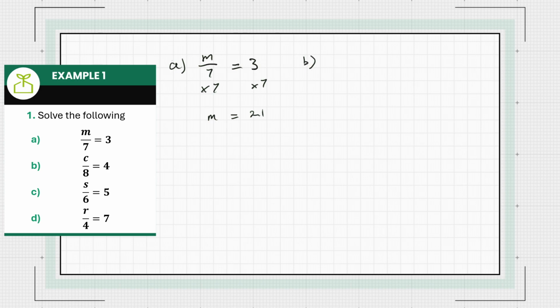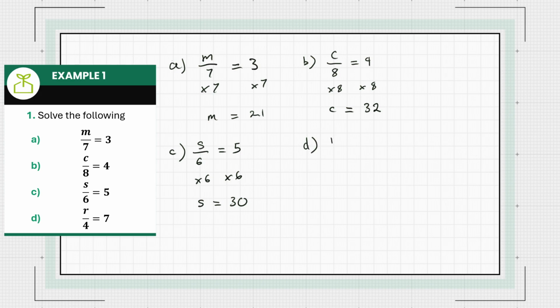So let's do B. C over 8 is equal to 4. Let's times both sides by 8. C is equal to 4 times 8, which is 32. For C, we have S over 6 is equal to 5. Times both sides by 6, and you're left with S is equal to 30. For D, we have R over 4 is equal to 7. Times both sides by 4, and we're left with R is equal to 28.